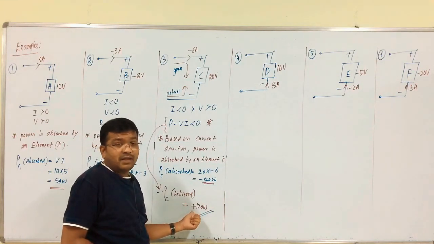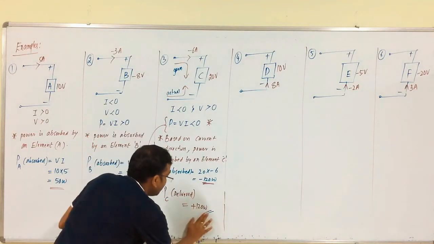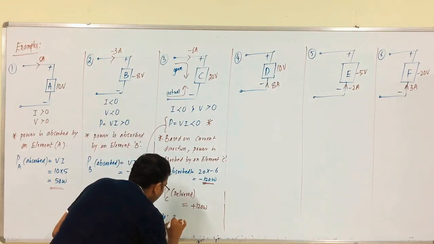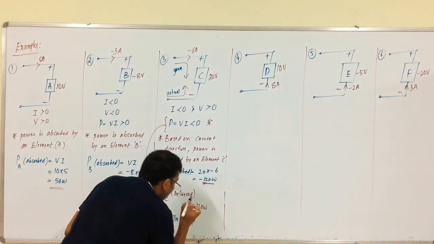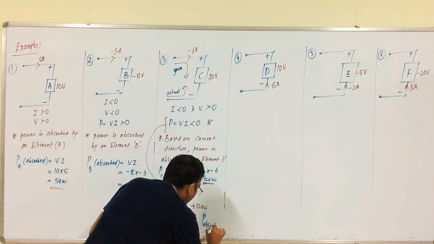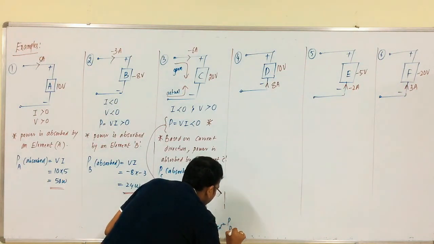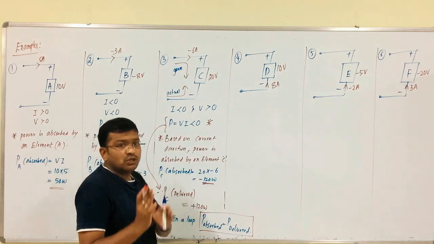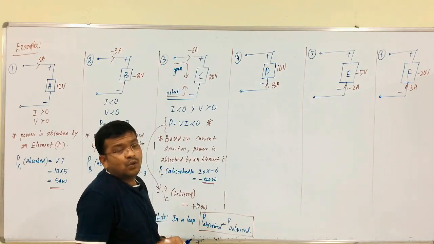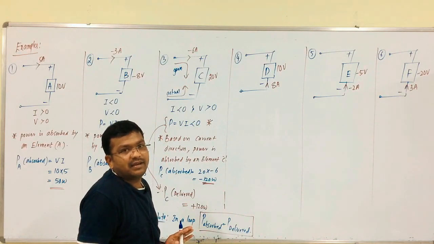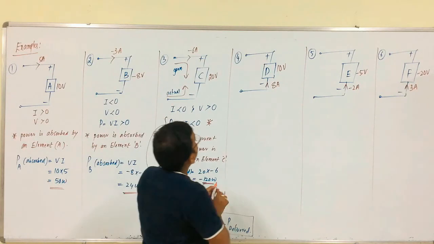Even if you have any doubt, simple, you have to write a simple note point, that is, note: in a loop, P absorbed equals P delivered. That is it. In a simple loop circuit, the amount of power which is absorbed equals the power delivered. The total power in a loop is nothing but 0. Okay. Now, it is clear, I think. So, next move on to this problem.